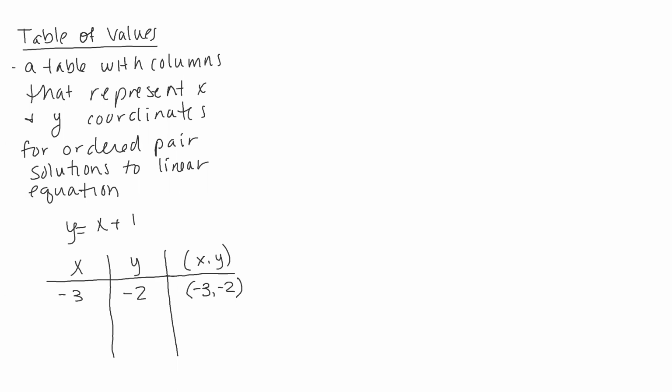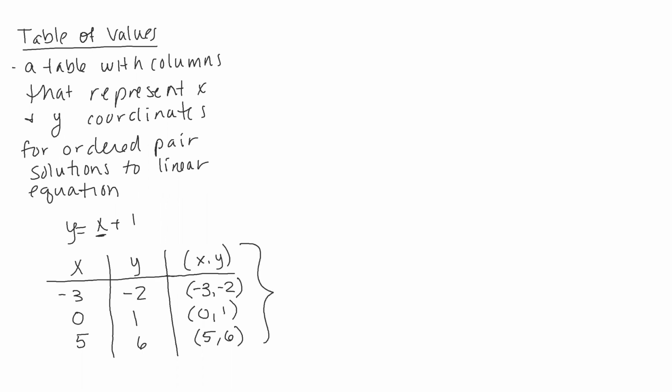You could pick any x value. Let's say we choose x is 0. Well, if I plug in x is 0, add 1 to that, 0 plus 1 is 1. That gives me a second ordered pair solution to this equation. That's another point on the graph. Let's say we pick another one. Let's say we choose x is 5. Well, I plug in x, so x is 5. So 5 plus 1 is 6. And there I have another ordered pair solution to this equation. That right there gives me 3 solutions, or 3 points on the graph of the equation y equals x plus 1.